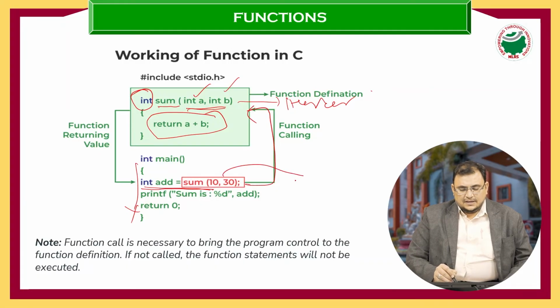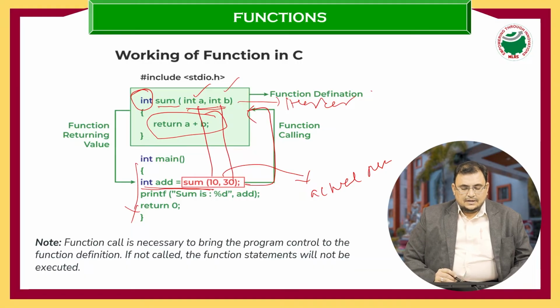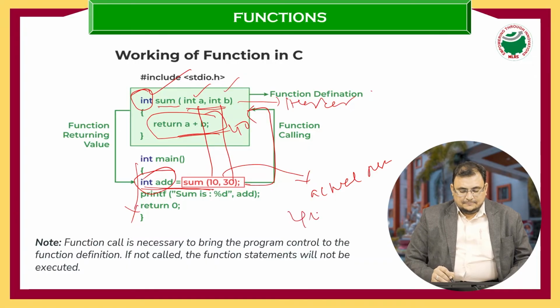Here 10 comma 30 are called actual parameters, and these actual parameters are copied to formal parameters. 10 is copied to A and 30 is copied to B, and here 10 plus 30 is performed, that is addition is performed. So totally 40. 40 it will return. 40 is an integer type, that's why int is the return type we are using, and this value is assigned to a variable called add. So 40 is assigned to add, and printf add means it prints 40.